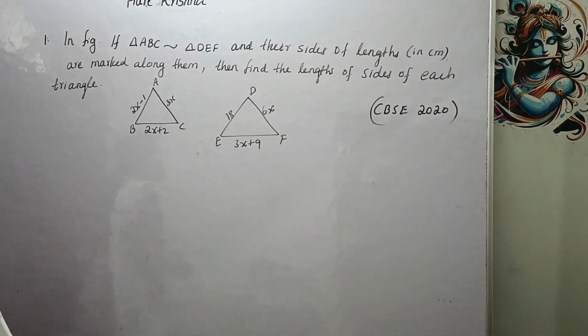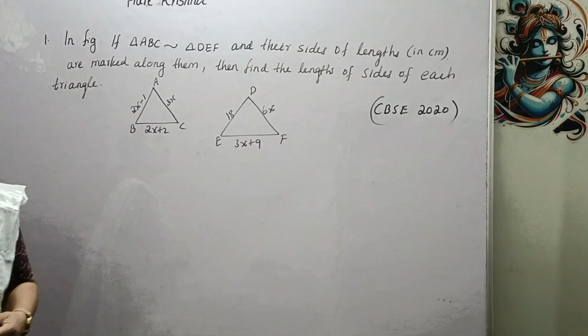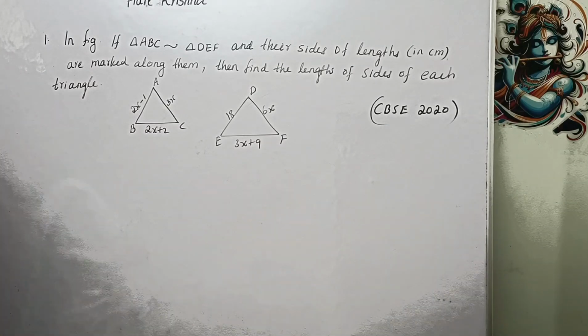Hello everyone, today we are going through some important questions of triangles. First question: in the figure, if triangle ABC is similar to triangle DEF and their sides of lengths are marked along with them, then find the lengths of sides of each triangle.